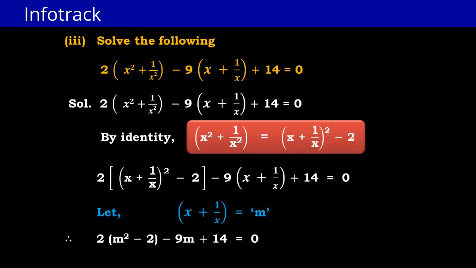Remember student, in place of x plus 1 upon x we have to write m. Now solve the bracket. We get 2m square minus 4 minus 9m plus 14 is equal to 0. Plus 14 minus 4 will become plus 10.